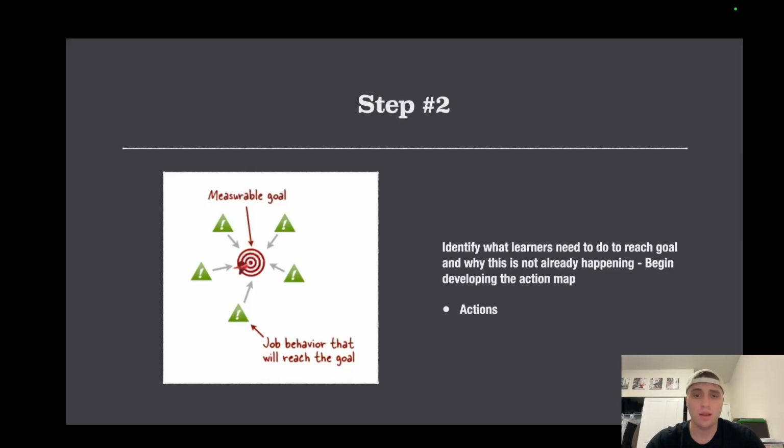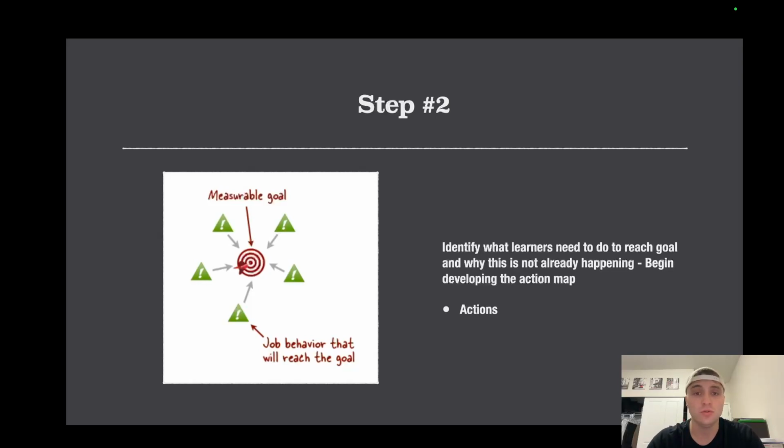A key feature in this step is to identify why this is not already happening. What are we not doing? How can we set these activities so our learners are doing it to meet that goal? And again, it is entirely action based, as you can denote from the term action mapping.